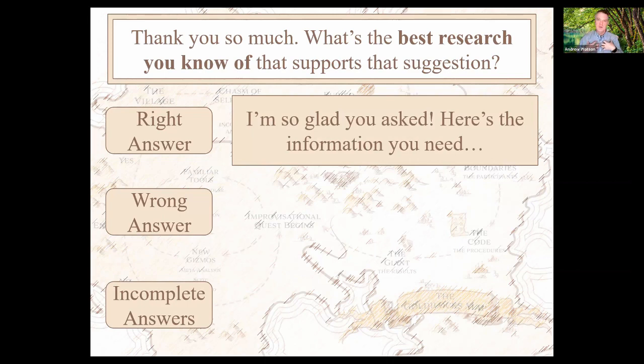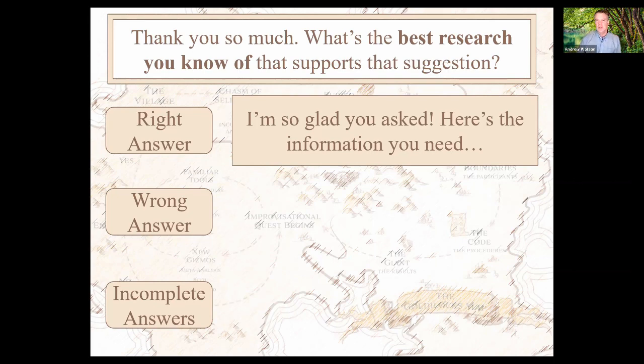The people who do this work that I do, they should want you to want to know more. They should want that. They should be excited that you're asking. So if somebody says, I'm so happy you asked, here's the information you need, that's a really good sign. This is a trustworthy source. You can go on to the next step.